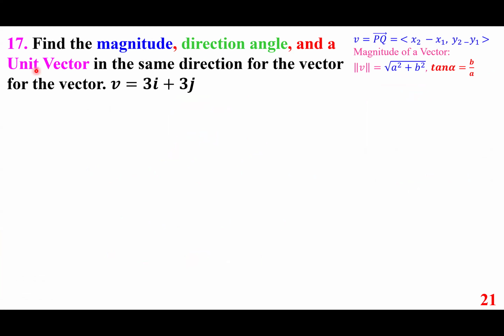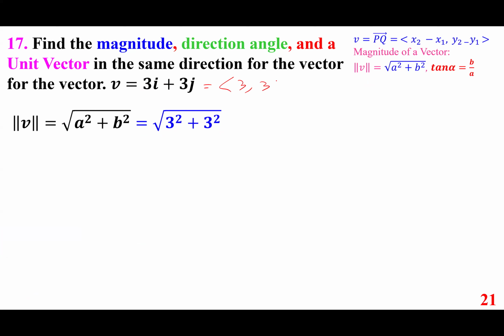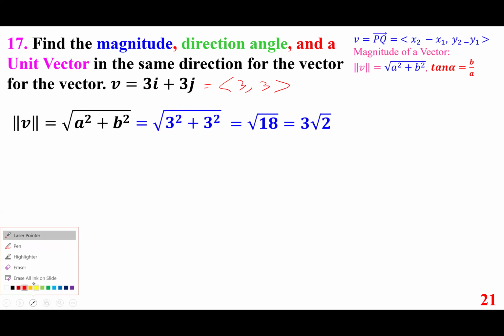Find the magnitude, direction angle, and a unit vector in the same direction for the vector v equals 3i plus 3j. So first and foremost, what we know, the magnitude follows the square root of a squared plus b squared. So it's 3 squared plus 3 squared. See, a is 3, so is b. Again, just to remind you, you could see this in this format. And so this is 9 and 9, 18. And 18 is 9 times 2. 9 comes out as 3, and 2 remains. You always go with the exact answer unless otherwise mentioned.